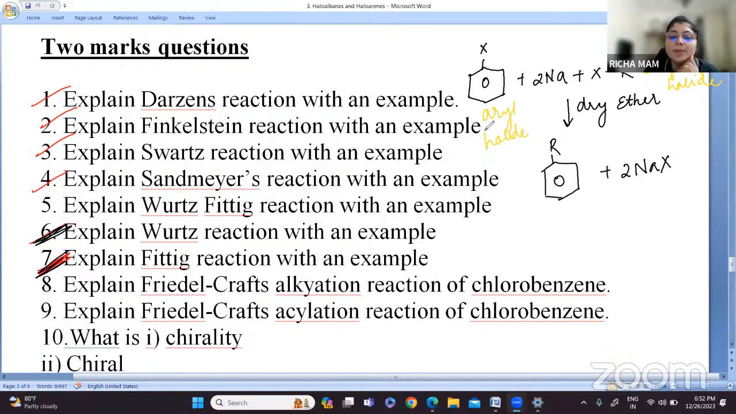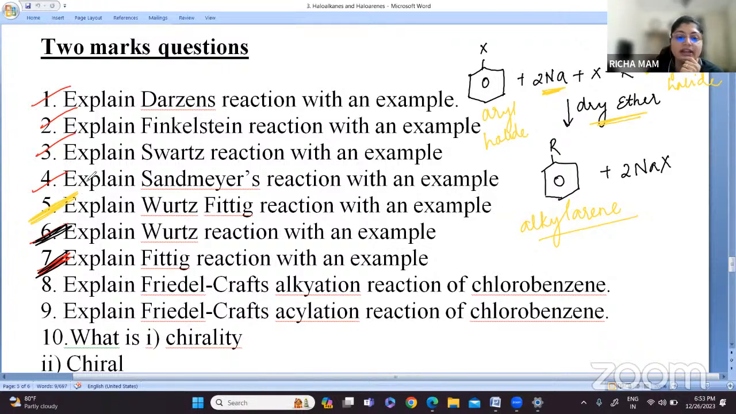Okay, read the statement. When a mixture of alkyl halide and aryl halide is heated with sodium metal in dry ether medium, then alkyl arene is formed. So what is the product formed? Alkyl arene. So this is our Wurtz-Fittig reaction.